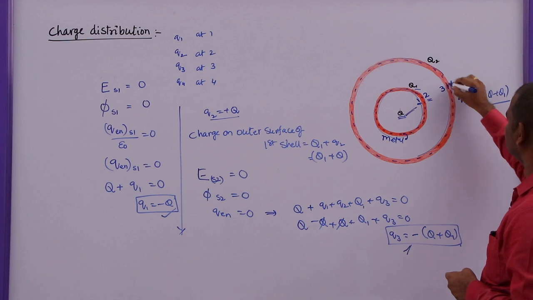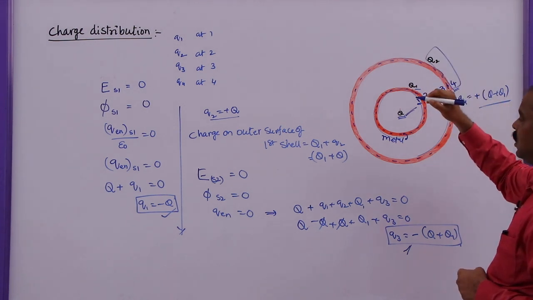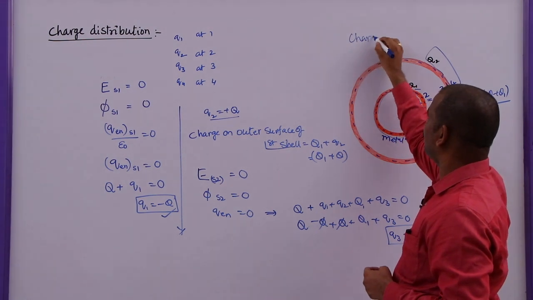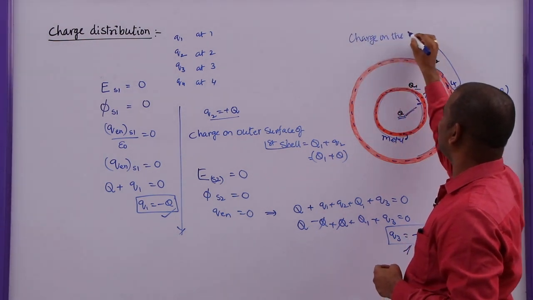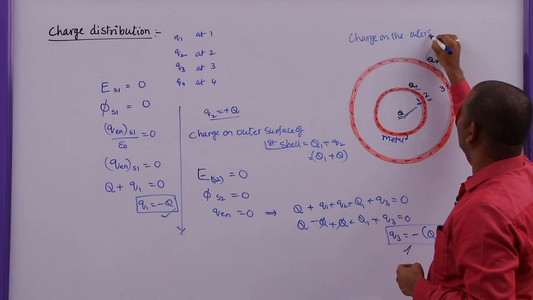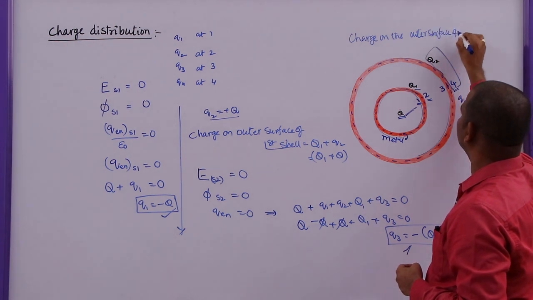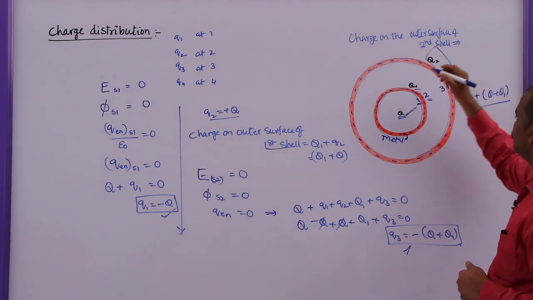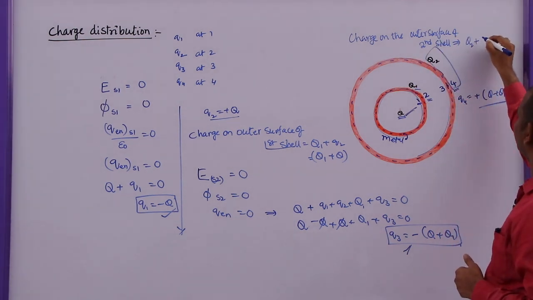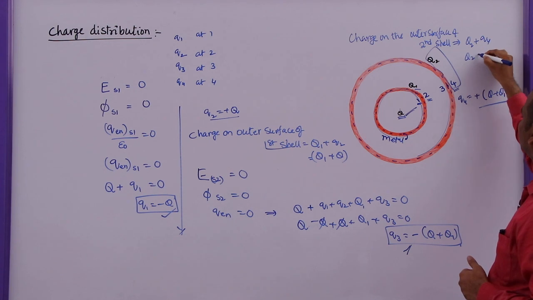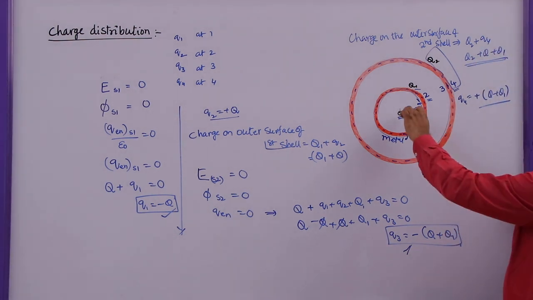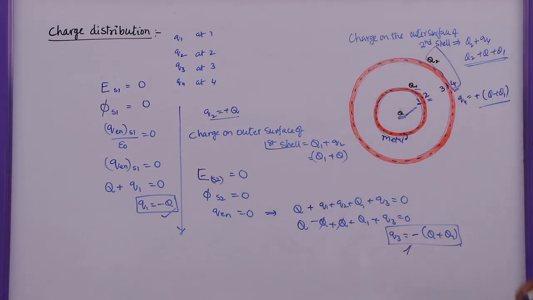And we can find out the total charge on the outer surface also. Total charge on the outer surface. This is the charge on the first shell. Charge on the outer surface of the second shell, which is given by Q2 plus Q4, that is Q2 plus Q plus Q1. So this is nothing but this plus this plus this.